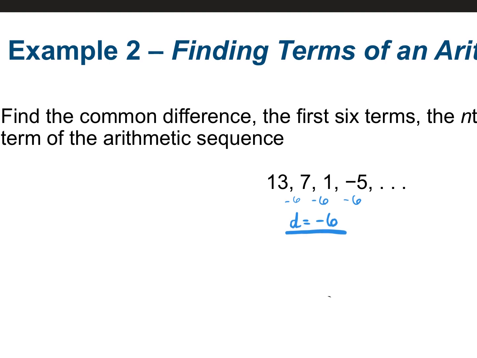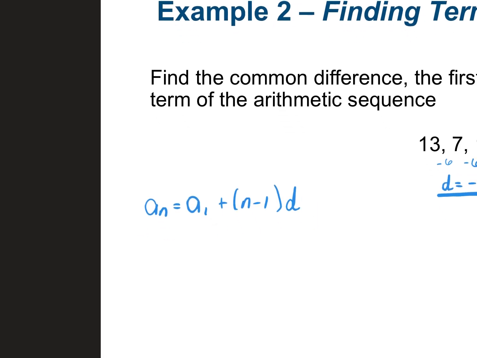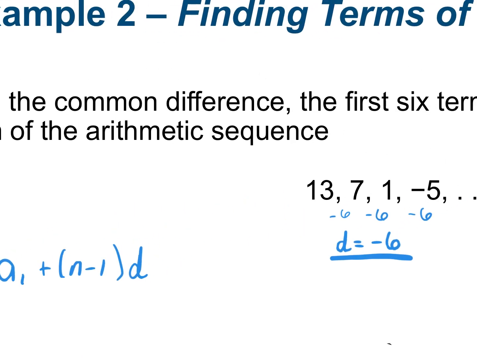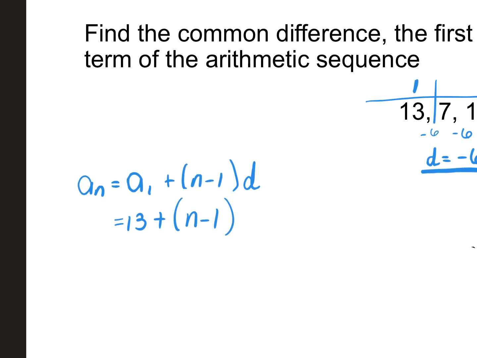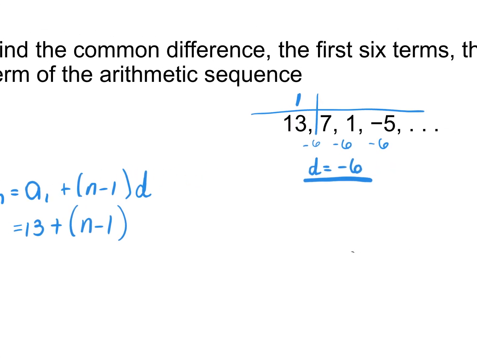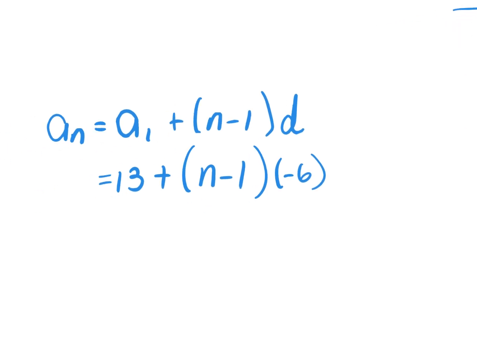So if I'm going to use the rule that they gave us to find the nth term, a sub n equals the first term plus n minus 1 times your common difference. So I look and I say, okay, my first term right here is 13, so I'm going to plug in 13 here, plus n minus 1, which is going to stay our variable because that's what we're trying to find, the rule for this. And what was our common difference? It was minus 6. So I'm going to multiply this times negative 6.